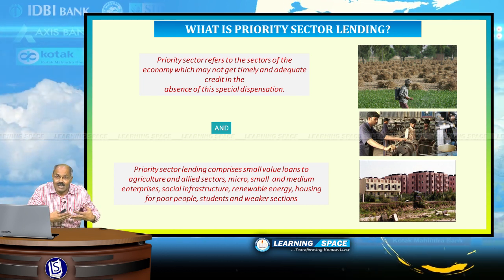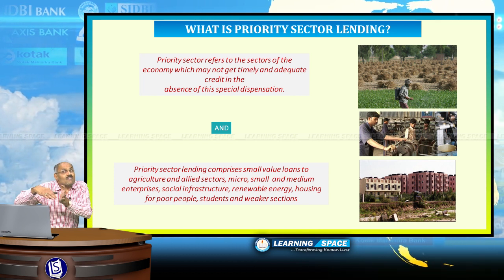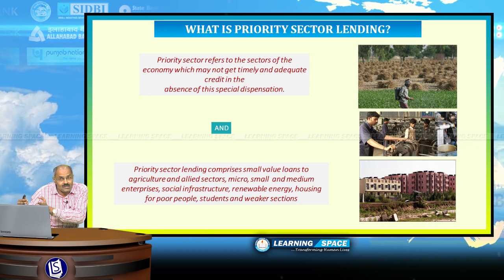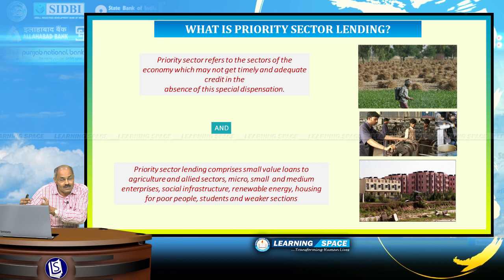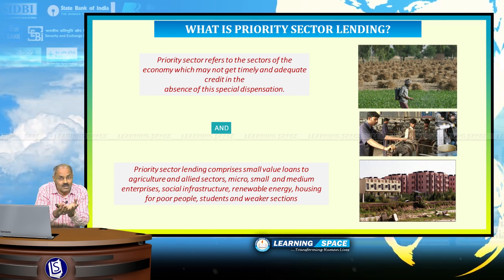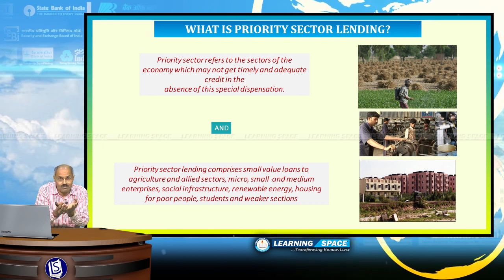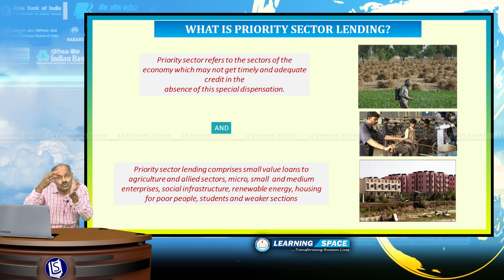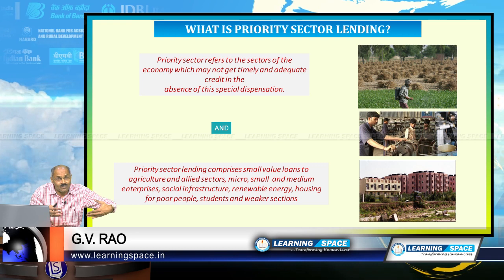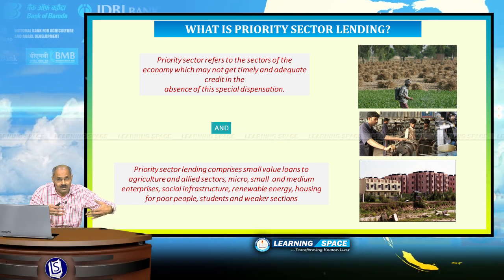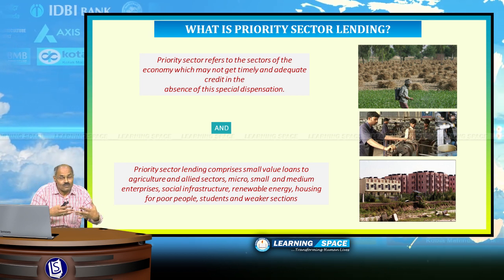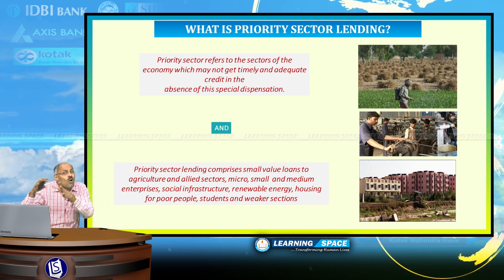So the priority sector lending guidelines are brought in so as to take care of disadvantaged sections of society, that is the farmers, small artisans, weaker sections, women, self-help groups. If there are no rules and regulations devised, then no bank will come forward to give loans to these disadvantaged sections. So priority sector refers to the sectors of the economy which may not get timely and adequate credit in the absence of any regulation. If there are no rules and regulations, probably they will not get adequate and timely credit. And if you look at it from a different perspective, priority sector lending constitutes small value loans.